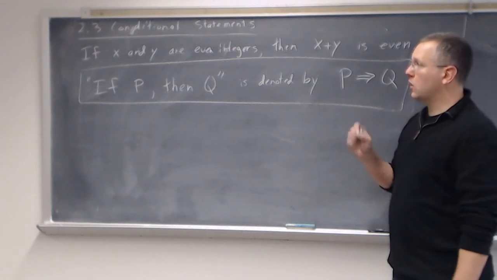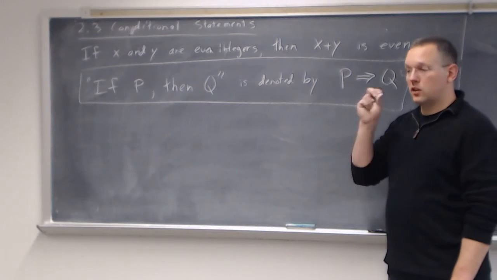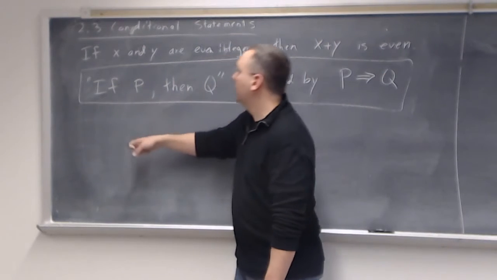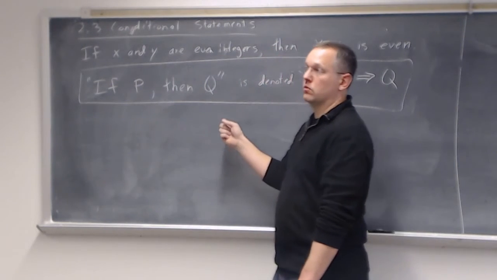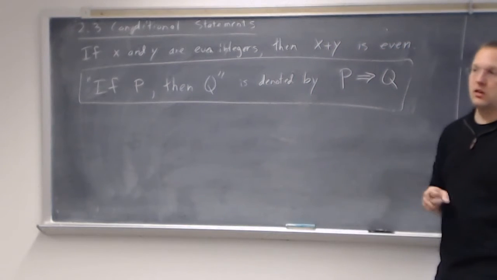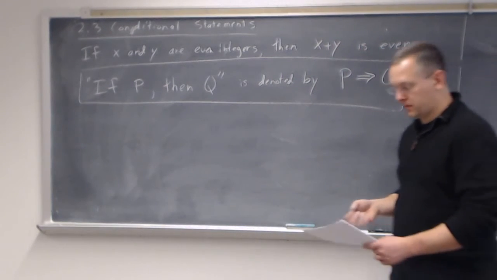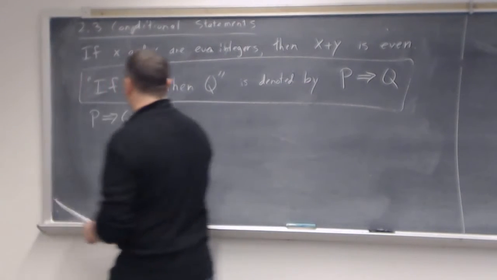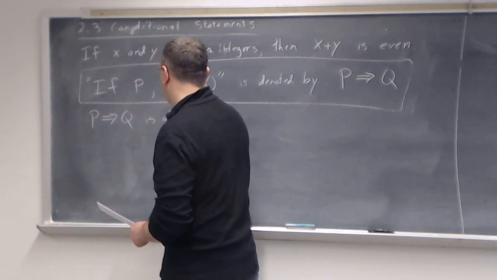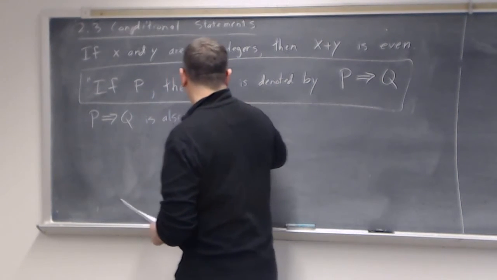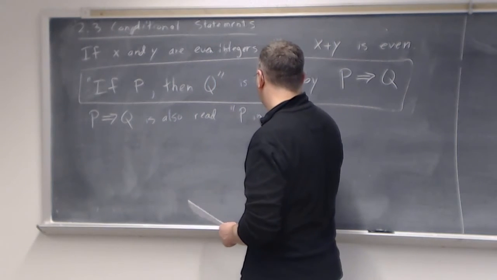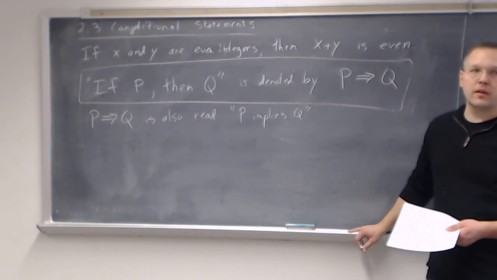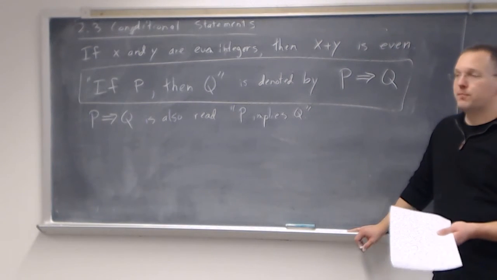So it's called a conditional statement. What it's saying is that Q is true, but there's a condition. P has to be true first. So if P is true, then it forces Q to be true. So that's the conditional statement. I'll often read this as P implies Q. They're synonymous. There are two ways to read the same thing: P implies Q, or if P then Q.